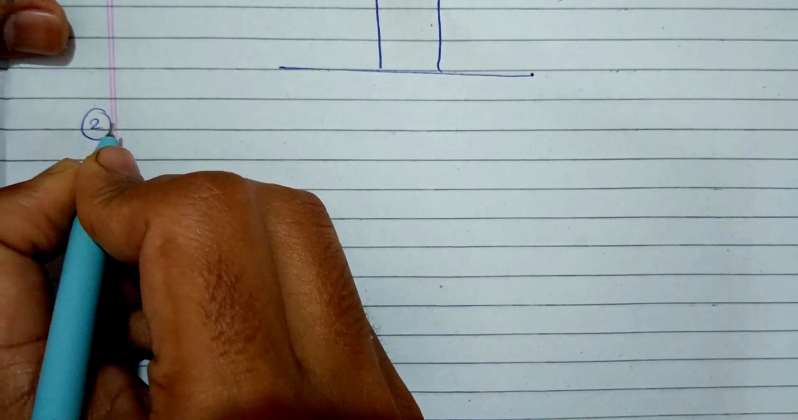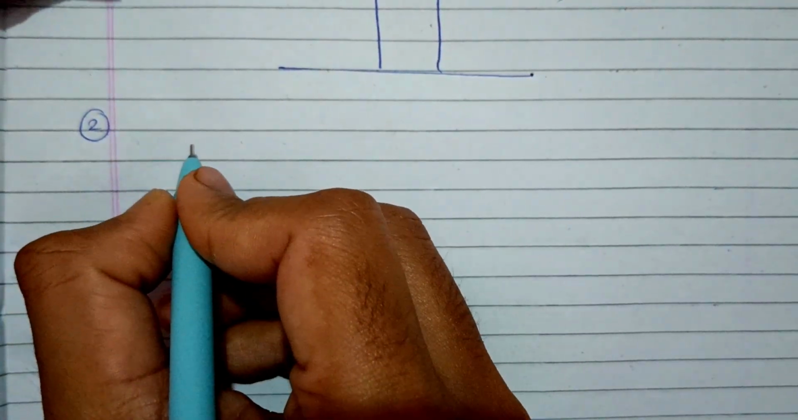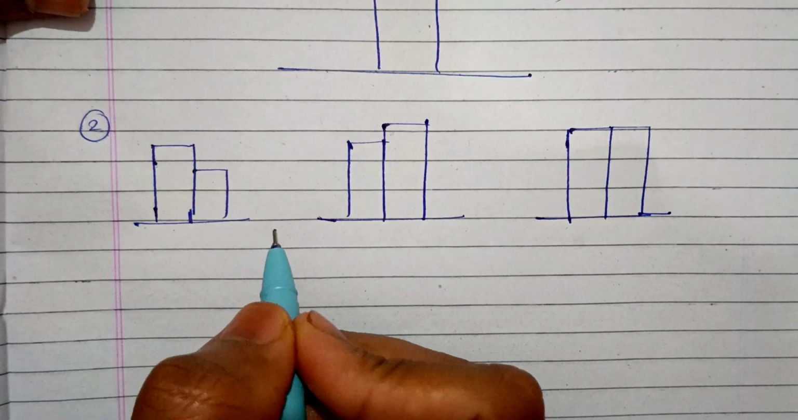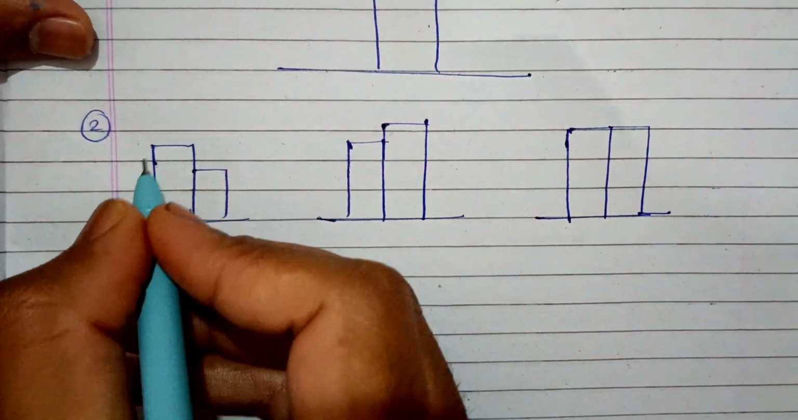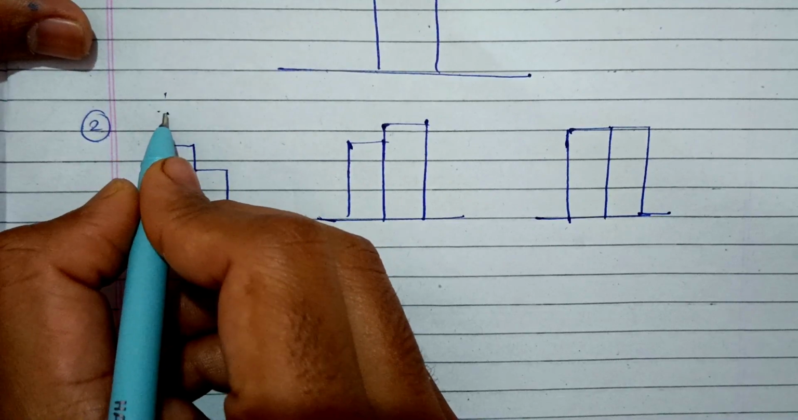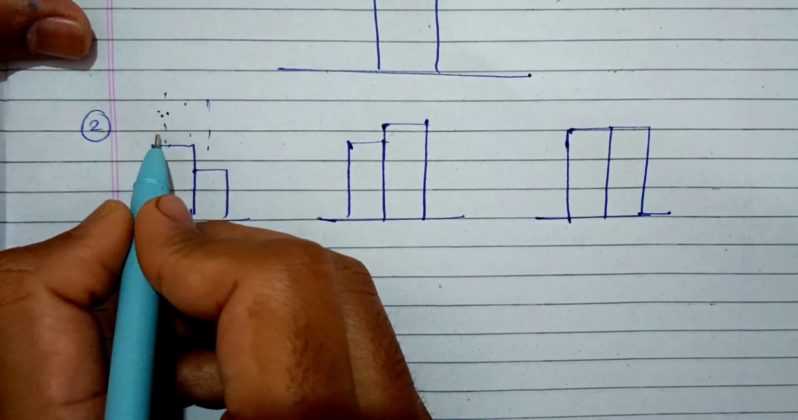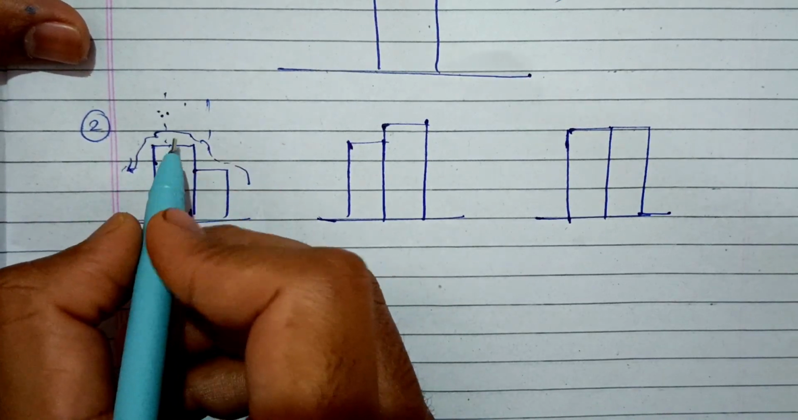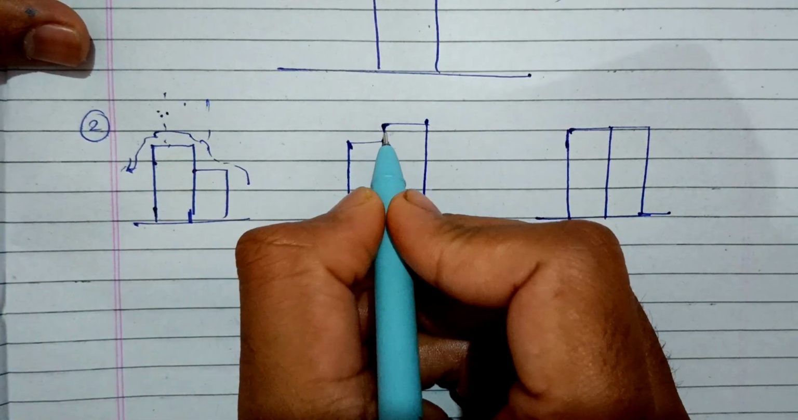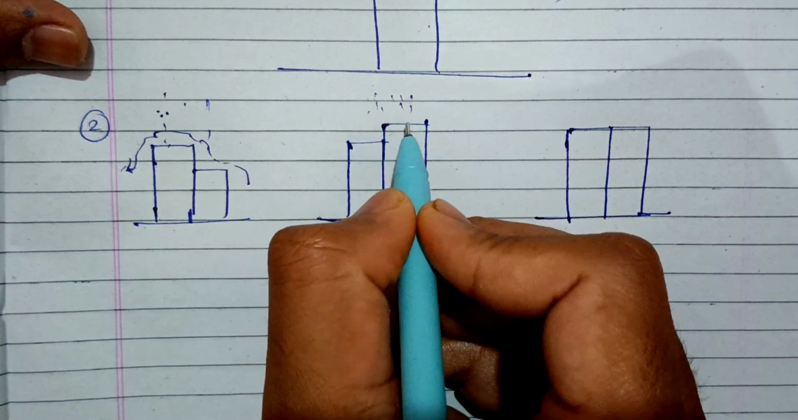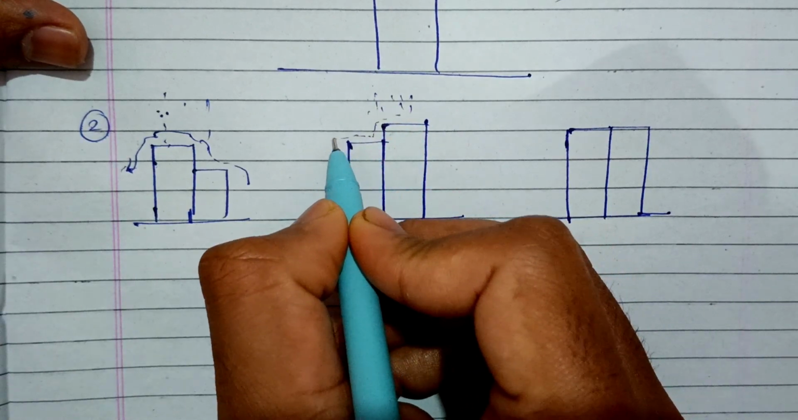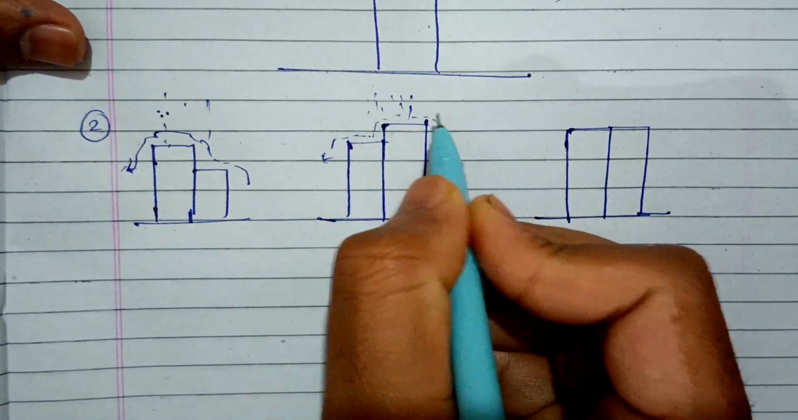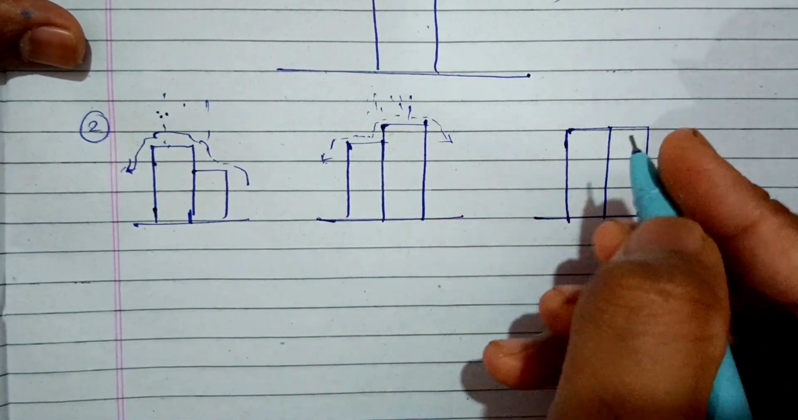Okay, the next case: let's take 2 bars. Will any water trap in this? Obviously no, because if water falls on this bar, the water will spill out from here, and from here also, so water will not be trapped. If water falls on this bar, the water will spill out of this bar also. So in this bar also the water will not be trapped.